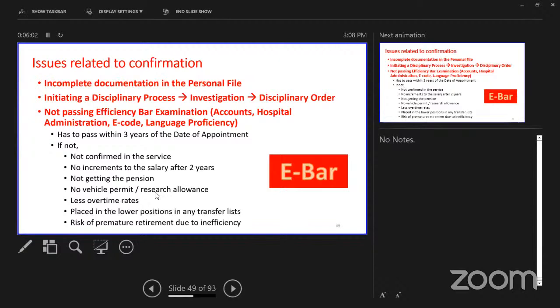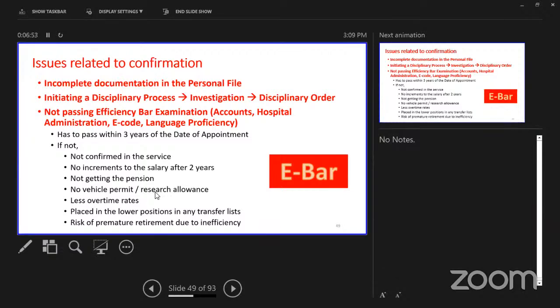Then initiating a disciplinary process or investigation or disciplinary order. So you won't get satisfactory services for 5 years if you get a disciplinary order. If you get a punishment, you won't get satisfactory services for 5 years from the act of that commitment. And throughout, until the disciplinary process is over, you will be considered as not having satisfactory services. So initiating a disciplinary process is one of the main important things. Then the third one is not passing the EBA exam.